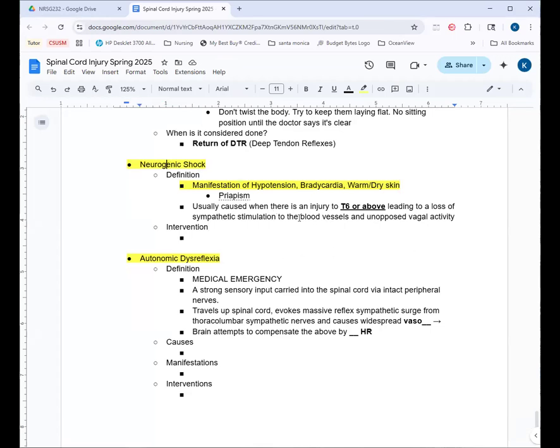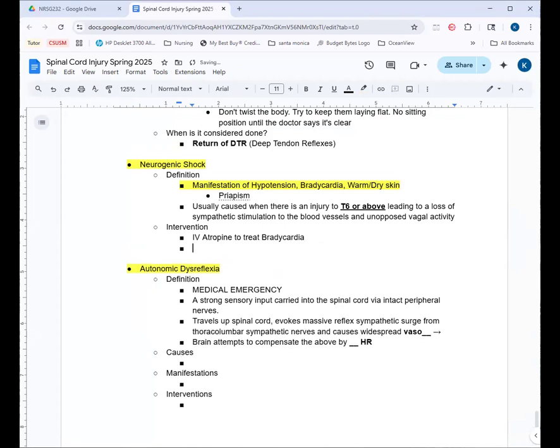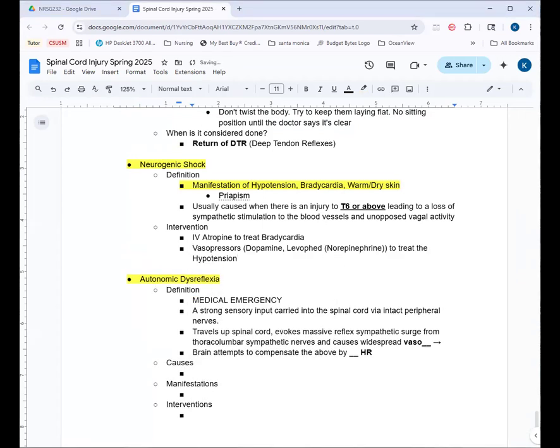So what are you going to do if you suspect your patient's in neurogenic shock? You walk in, their heart rate's 40 something, their blood pressure's 90 over dead, and they're flush. Full send it. Atropine to treat the bradycardia. A pressor of sorts. Copy, paste. I'm being lazy now. Pacemaker would be very permanent, well, it could be permanent or it could be temporary, depending on which one you do. I would pray that wouldn't be the case. Fluids as well.